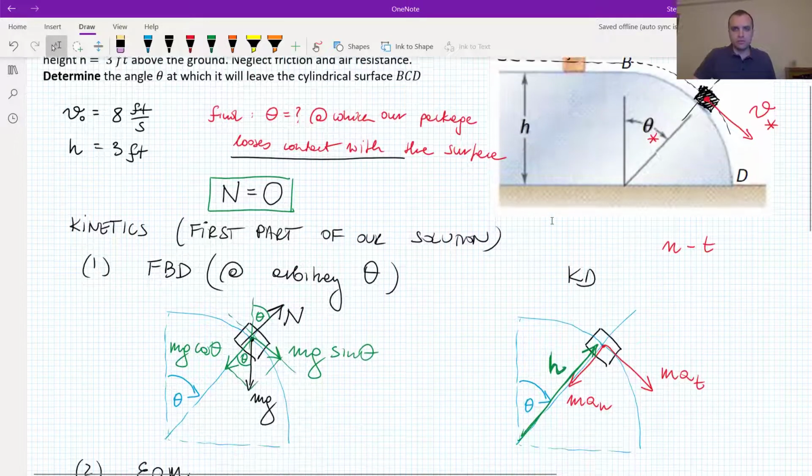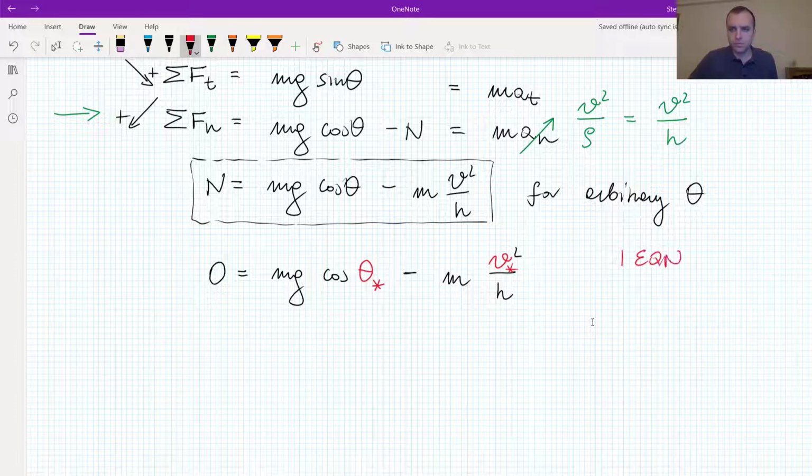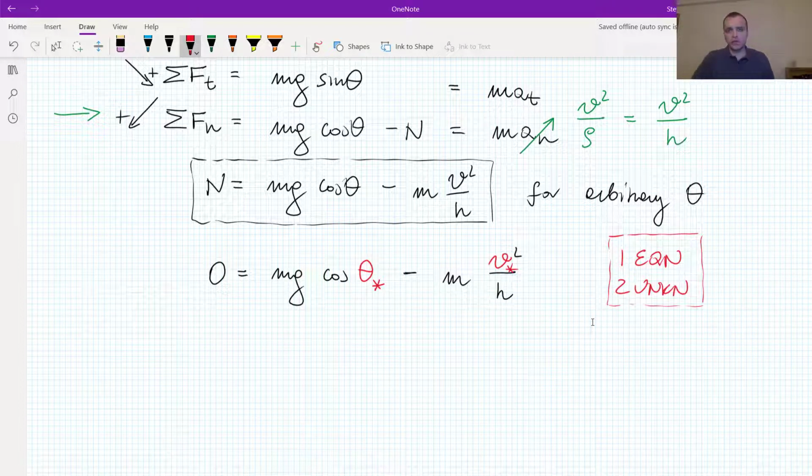So let me plug that v star into our equation. So this is no longer v, but this is v star. Okay, so it looks like we ended up with one equation and two unknowns, which is not solvable, at least right now. We need one additional equation.